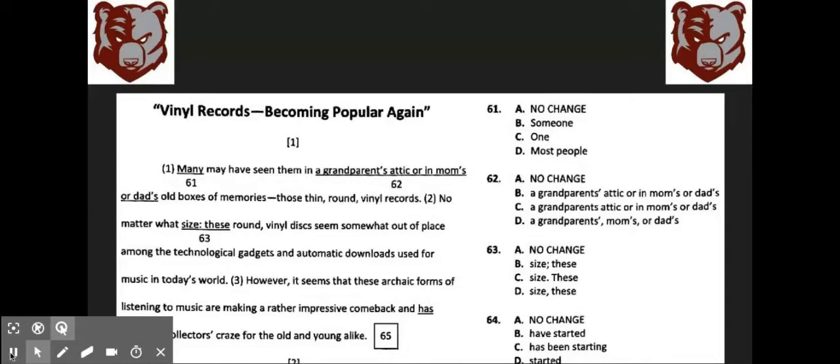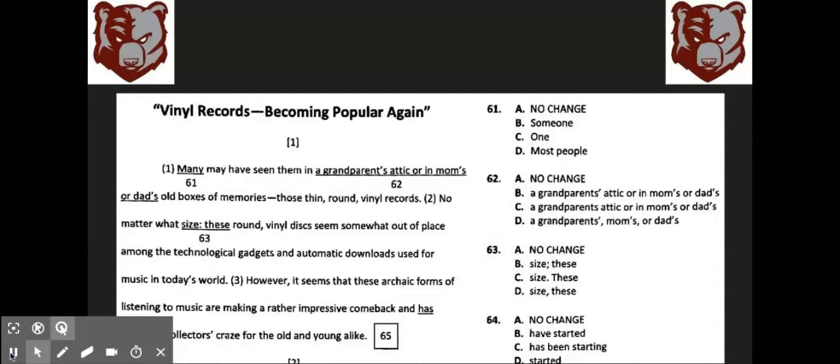Notice in this sentence it says "a grandparent's." How many grandparents are present in that sentence? One. A singular grandparent. A grandparent. Okay, so that's a singular noun. So it only needs an apostrophe S. How many moms? Just one. How many dads? Just one. Therefore, in all of these cases, only an apostrophe S is needed.